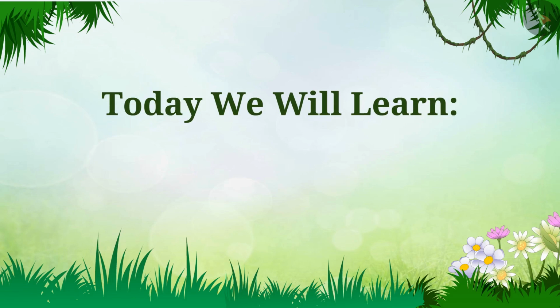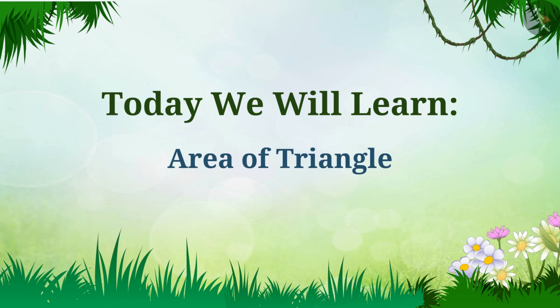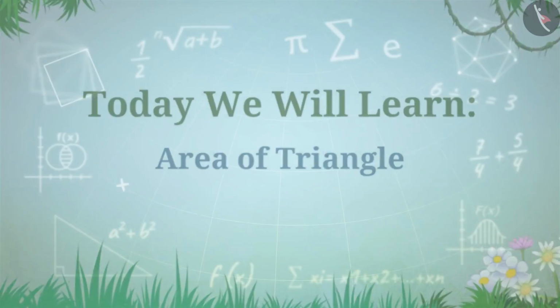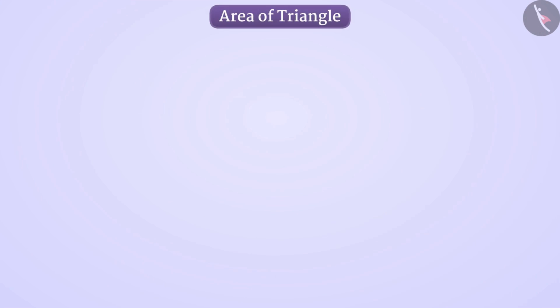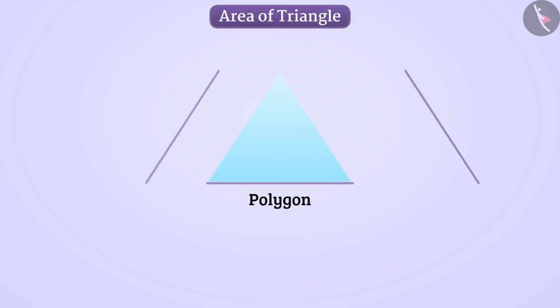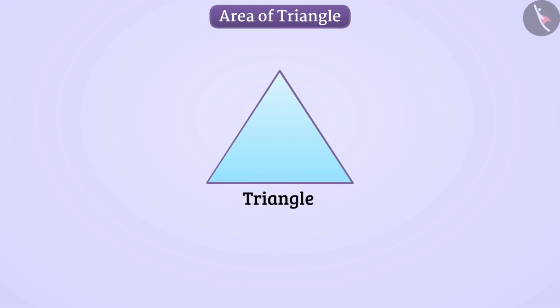Today we will learn about the area of triangle. A polygon made up of 3 sides is called a triangle. Let us understand the area of triangle with an interesting activity.